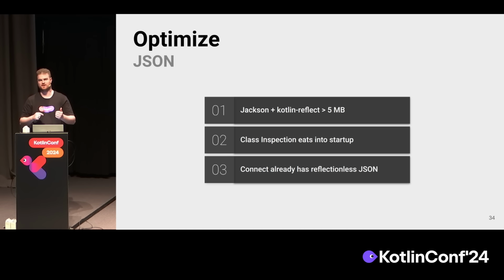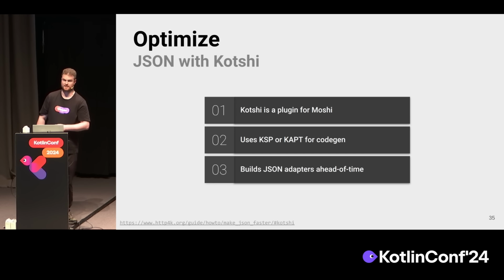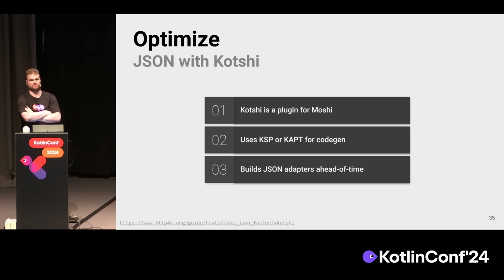But since we noticed that HTTP4K Connect is already using reflectionless JSON, we can try to copy their homework to come up with another way that isn't string formatting, as Daniel mentioned earlier. Like, that's pretty tedious. So how does HTTP4K Connect do this? Well, it's using a plugin for Moshi. So Moshi is already a fairly light JSON mapper, but it still uses Kotlin Reflect, which is its worst quality, but it really doesn't have any better option.